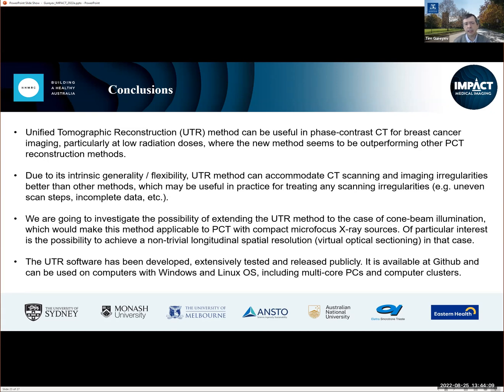That the new method is quite flexible and can better incorporate any scanning irregularities or different scanning geometries. We are now starting to investigate the extension of that method to cone beam geometry, which is of course relevant to imaging with microfocus X-ray sources. And that's where there is a slight possibility for virtual optical sectioning. I wouldn't bet on that, but it's definitely an interesting thing to investigate. In the worst case scenario, it will just work as normal, or probably again slightly better than the old method.